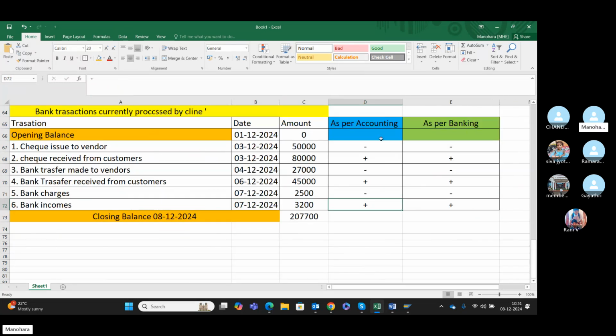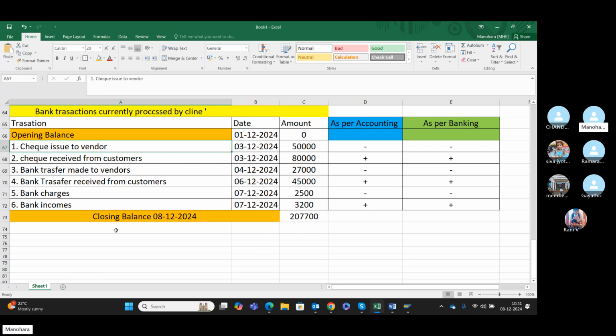సో ఇక్కడ యాజ్ పర్ అకౌంటింగ్ అండ్ యాజ్ పర్ బ్యాంకింగ్ జర్నల్ ఎంట్రీ ఎట్లా పడుతుంది ఇప్పుడు మనము ఎంట్రీ పాస్ చేస్తే? మనం మైనస్ ప్లస్ అని రిప్రజెంట్ చేసాం అకౌంటింగ్. ఈ ఎంట్రీకి యాజ్ పర్ బ్యాంకింగ్ పాయింట్ ఆఫ్ వ్యూ అండ్ యాజ్ పర్ అకౌంటింగ్ పాయింట్ ఆఫ్ వ్యూ జర్నల్ ఎంట్రీస్ ఎలా పడుతుంది? ఓకే. ఫస్ట్ వన్ ఏమైంది? చెక్ ఇష్యూడ్ టు వెండర్. కరెక్టా?